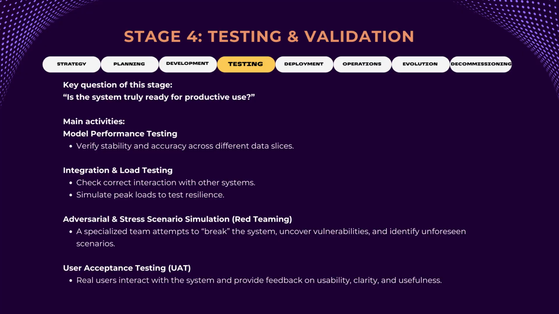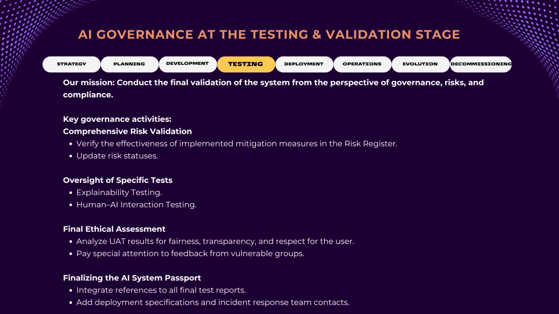And a very important step, user acceptance testing. Real users work with the system, performing their everyday tasks, and provide feedback. Is it convenient? Are results understandable? Does it truly help in the job? The output of this stage must be an exhaustive body of evidence that the system functions as intended and does not carry unforeseen problems. At this stage our mission is to conduct final validation from the perspective of risk and compliance. We must obtain irrefutable evidence that all planned controls are truly implemented and working.